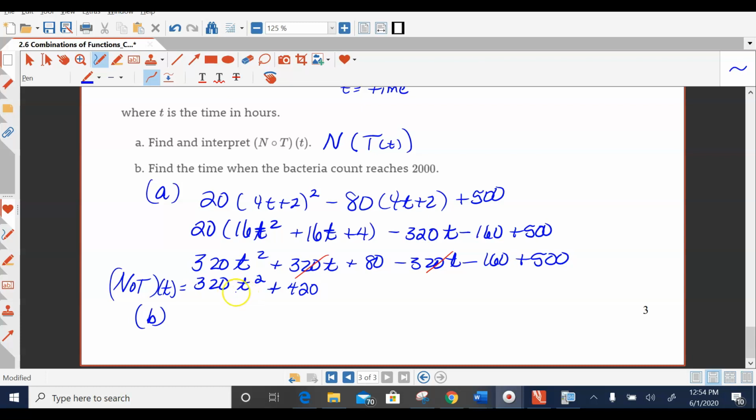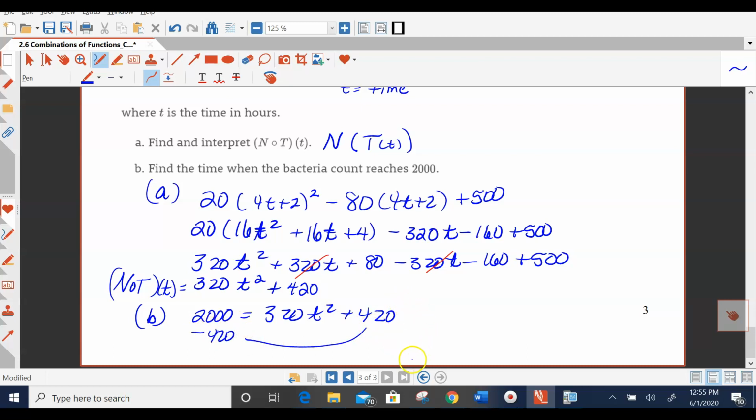Part B asks us to find the time when the bacteria count reaches 2,000. Remember, little t is time, capital N represents the bacteria count. So what I need to do is set up an equation of 320t squared plus 420 and set that equal to 2,000. Work on solving it. It's a quadratic. It doesn't have the middle term, so I can use the square root method by first subtracting 420.